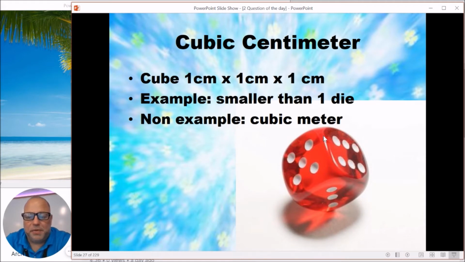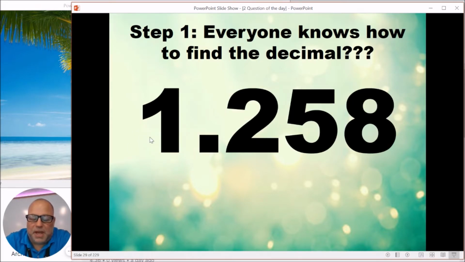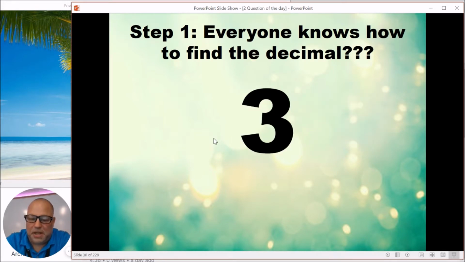So we covered this before. Cubic centimeter: 1 centimeter by 1 centimeter by 1 centimeter. That's the size of a cubic centimeter. Everyone knows that finding the decimal is the first step in this, right? So if 1776 is our number, where is the decimal in this question? Hopefully by 7th grade, you know that the decimal is that guy right there. Same thing with this one right here, where's the decimal? I'm hoping that you can find it right there.